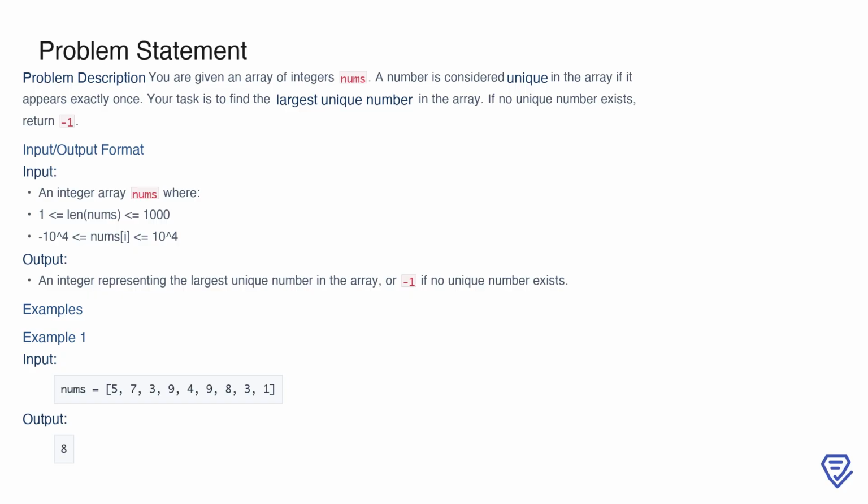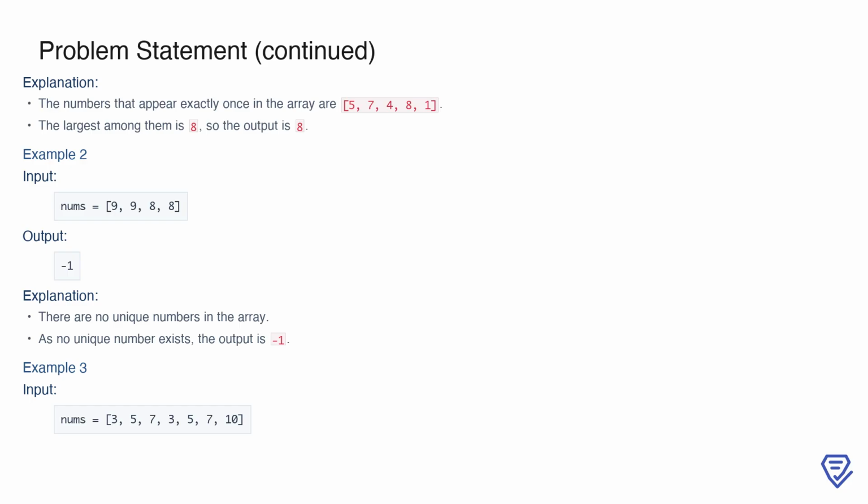For example, in the input array 5, 7, 3, 9, 4, 9, 8, 3, 1, the output is 8. This is because 8 is the largest number that appears exactly once in the array. To understand the example better, let's break it down. The numbers that appear exactly once are 5, 7, 4, 8, 1. Among these, the largest number is 8, so the output is 8.